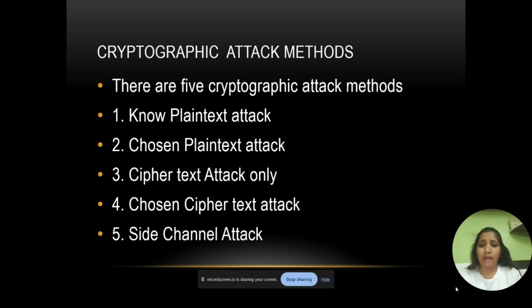So, how do hackers break encrypted messages? In this slide, we'll explore five cryptographic attack methods used to compromise security. So, the first one is known plain text. Second, chosen plain text attack. Third, cipher text attack only. Fourth, chosen cipher text attack. Fifth, side channel attack. So, one by one, we'll see these attack methods.